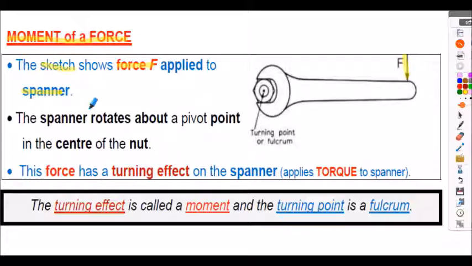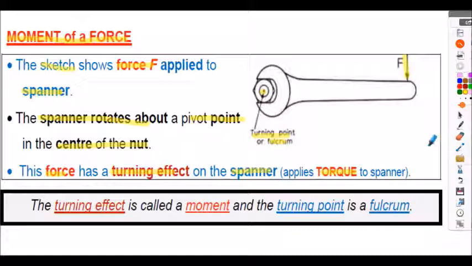We realise the spanner rotates about a pivot point, sometimes called a turning point or a fulcrum, which in this case is the centre of the nut. So this is our pivot point. We're taking moments about that point. So this force has what's termed a turning effect on the spanner. Sometimes we call it a torque applied to the nut here.